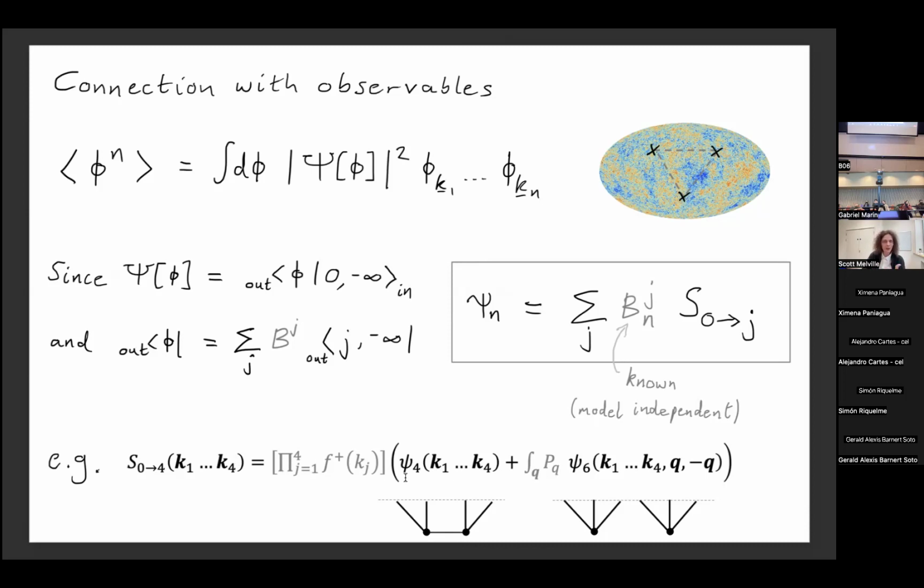So in this example, if you do a field redefinition that changes psi4 and psi6, it changes them in ways that, up to a factor of the power spectrum, exactly cancel in this linear combination. So although these wave function coefficients are objects that know about the field basis, when you combine them in this way, you find some kind of dynamical information, some measure of the interactions, which is independent of your field basis.